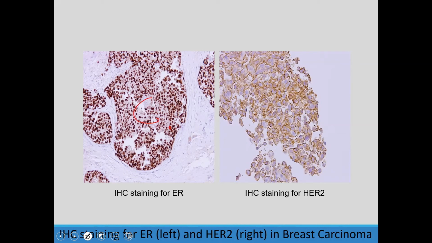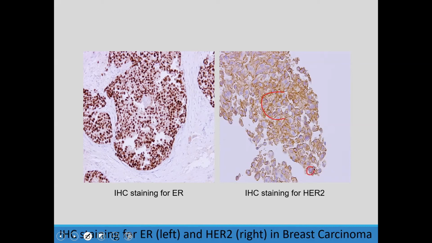We can see the brown staining in the nucleus of the cells, indicating that these cells express estrogen receptor, which would then suggest to the oncologist that perhaps they could treat with an anti-estrogen agent to reduce the future risk of recurrence or distant spread in this patient. Here's another example of a cancer. This is breast cancer. These are all cells.